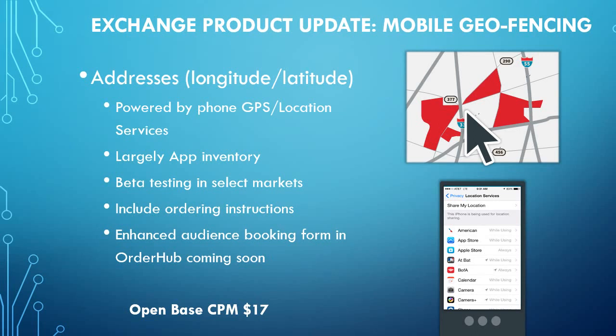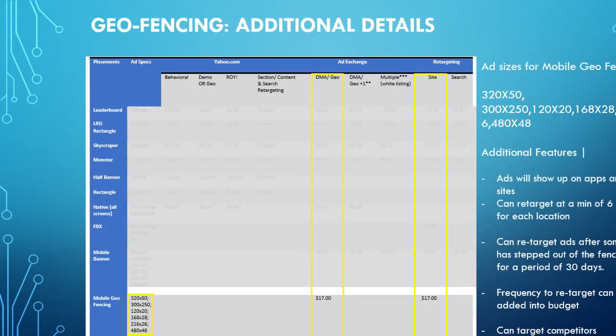So the inventory is going to be largely app inventory. There's beta testing, like I said, in select markets. We're going to have ordering instructions. There are going to be forms out there, including a geofence form where you actually put in physical addresses. With search retargeting, we put in a URL; here we're going to be putting in the physical addresses that we want to target, and we're going to have a certain fenced-in area for that location. An enhanced audience booking form and order hub will be coming soon. But the base CPM is $17.